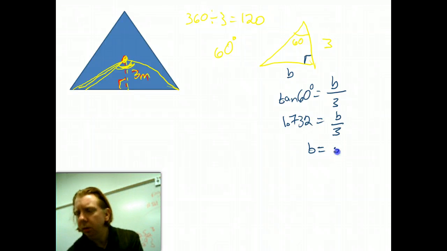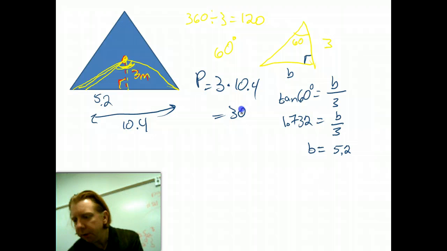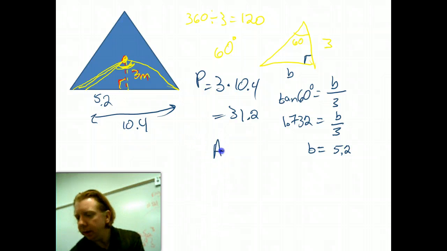5.2? So if that's the case, if this is 5.2 here, what's the whole thing? 10.4. And therefore the perimeter is 3 sides times 10.4 or 30.12. No, it's not. 31.2. I had the right idea there. 31.2. And that means I can get the area now.